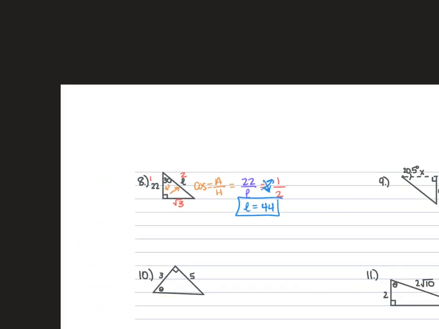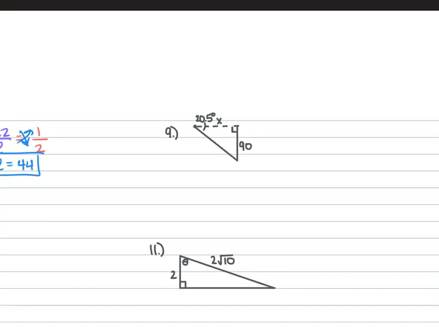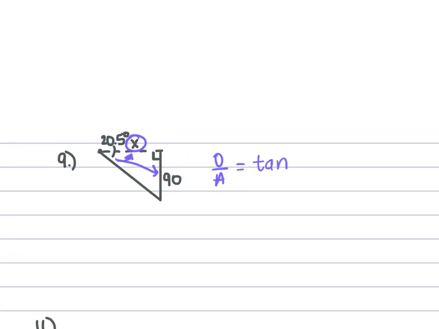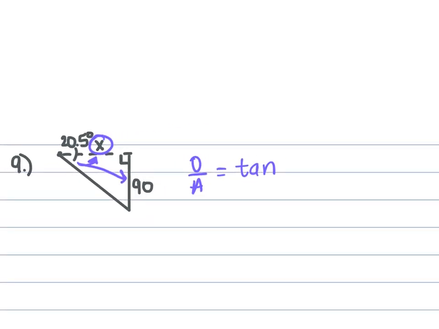So we will most likely need a calculator with this one. So we have a triangle that looks like this. We're finding for x. So x is here. So look at what you have here. We are working with what and what to find for x. We are working with opposite and adjacent. So opposite and adjacent is our tangent. So opposite over adjacent, we're going to do tangent of 20.5 degrees is equal to opposite, which is 90, over adjacent, which is x.